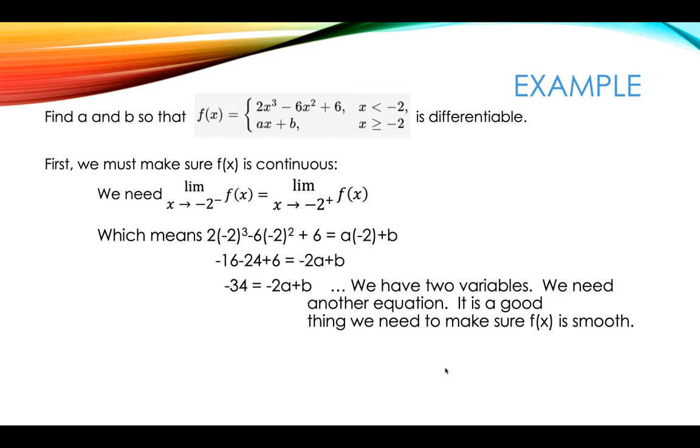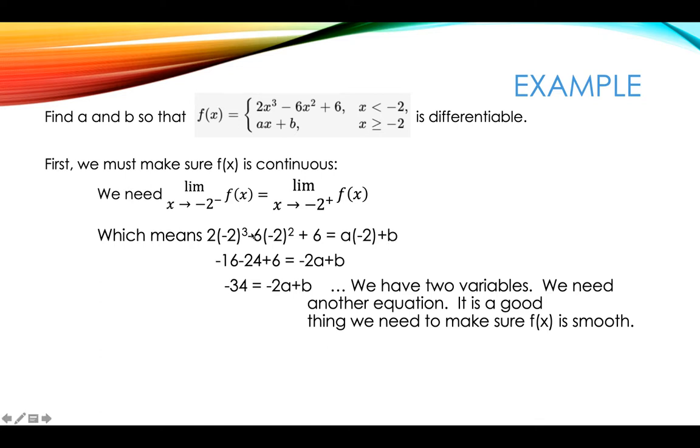All right, so first we're going to make sure that the function is continuous. So we need to check that the limit as we approach -2 from the left of the function is the same as the limit of the function as x approaches -2 from the right. Okay, so that means that when we plug in -2 everywhere we see x in the top rule, 2 times -2 cubed minus 6 times -2 plus 6 has to equal the second rule, a times -2 plus b, because the limit from the left and the right has to be the same.